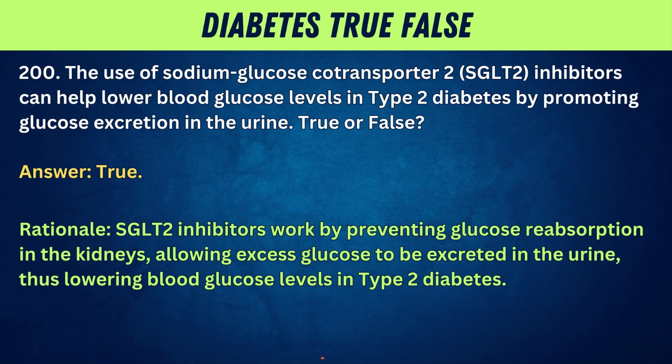200. The use of sodium glucose cotransporter 2, SGLT2, inhibitors can help lower blood glucose levels in type 2 diabetes by promoting glucose excretion in the urine. True or false? Answer: true. Rationale: SGLT2 inhibitors work by preventing glucose reabsorption in the kidneys, allowing excess glucose to be excreted in the urine, thus lowering blood glucose levels in type 2 diabetes.